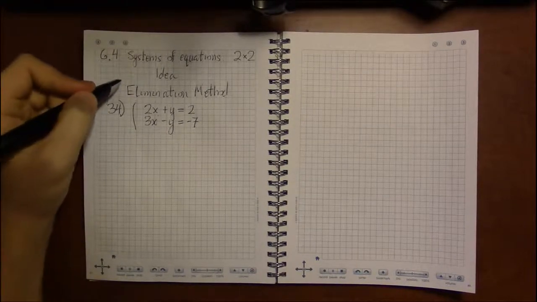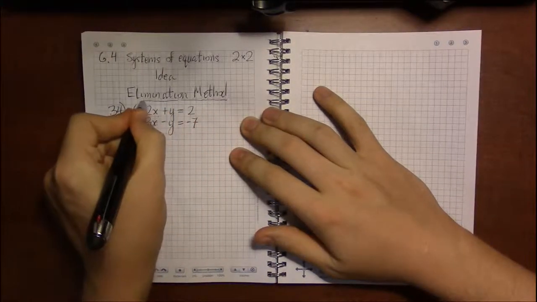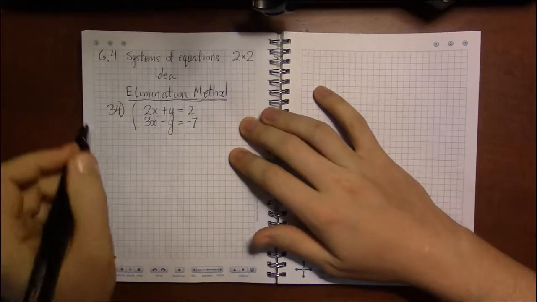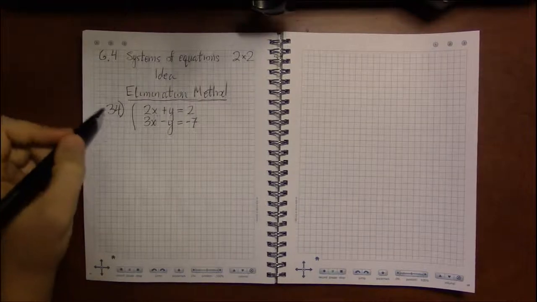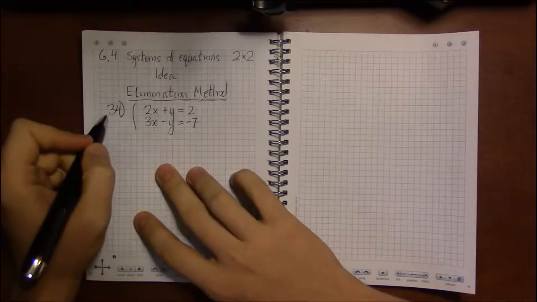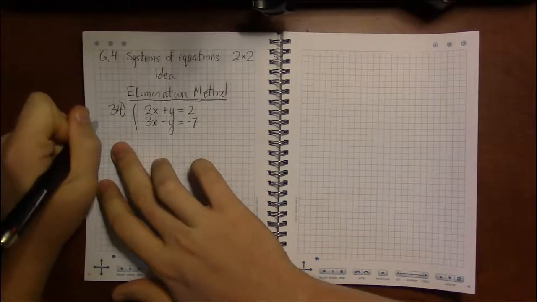Well, in this video, we're going to be looking at another method of solving systems of equations. This is known as the elimination method. And we'll take a look at the last example from the previous video. That is exercise 34 on page 486.